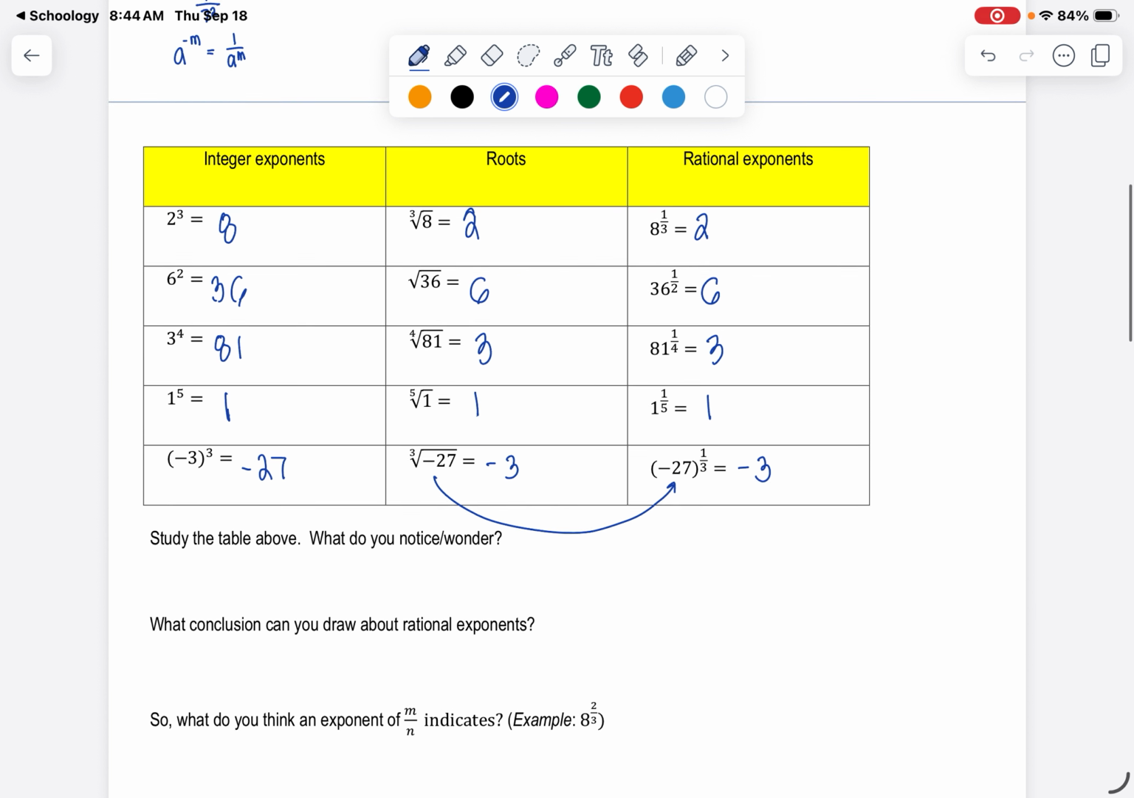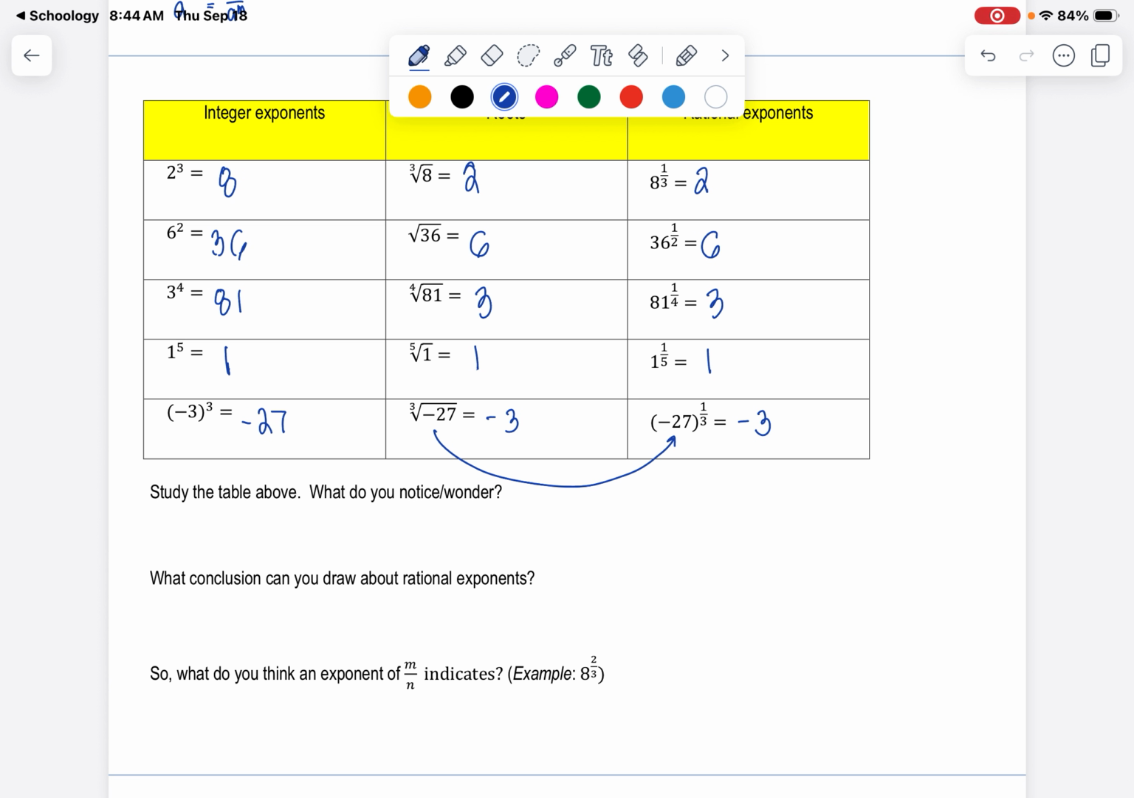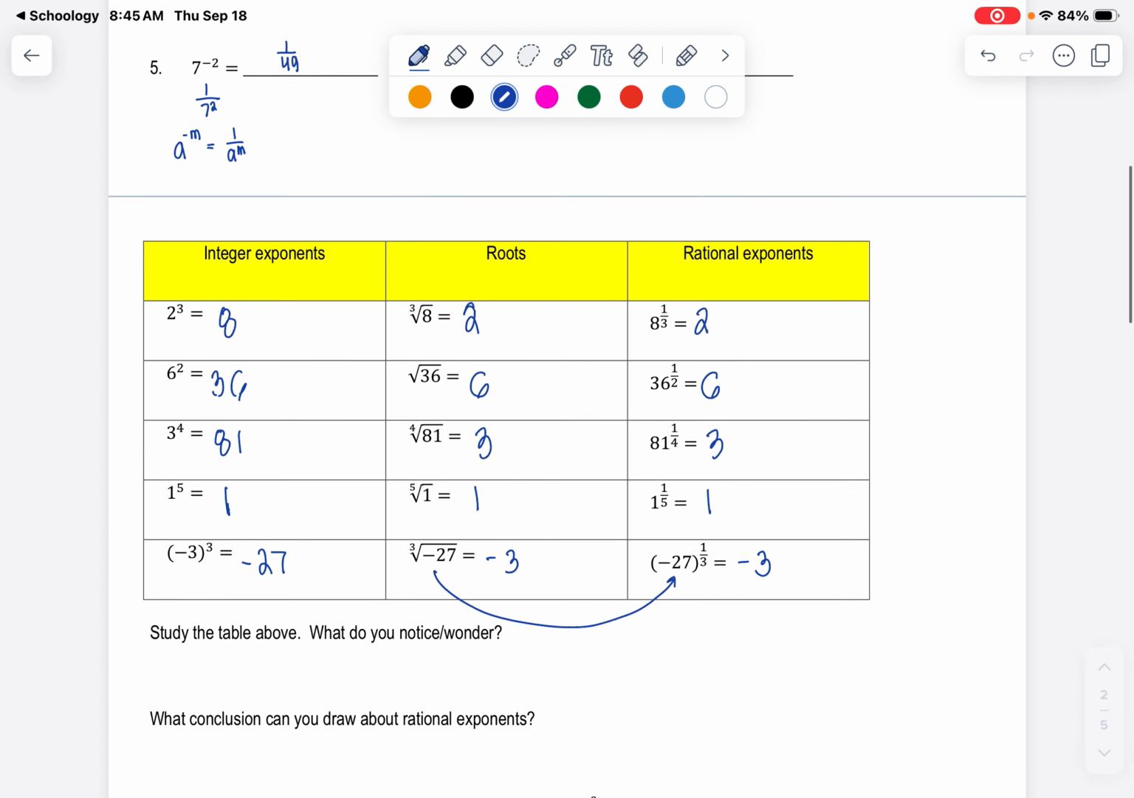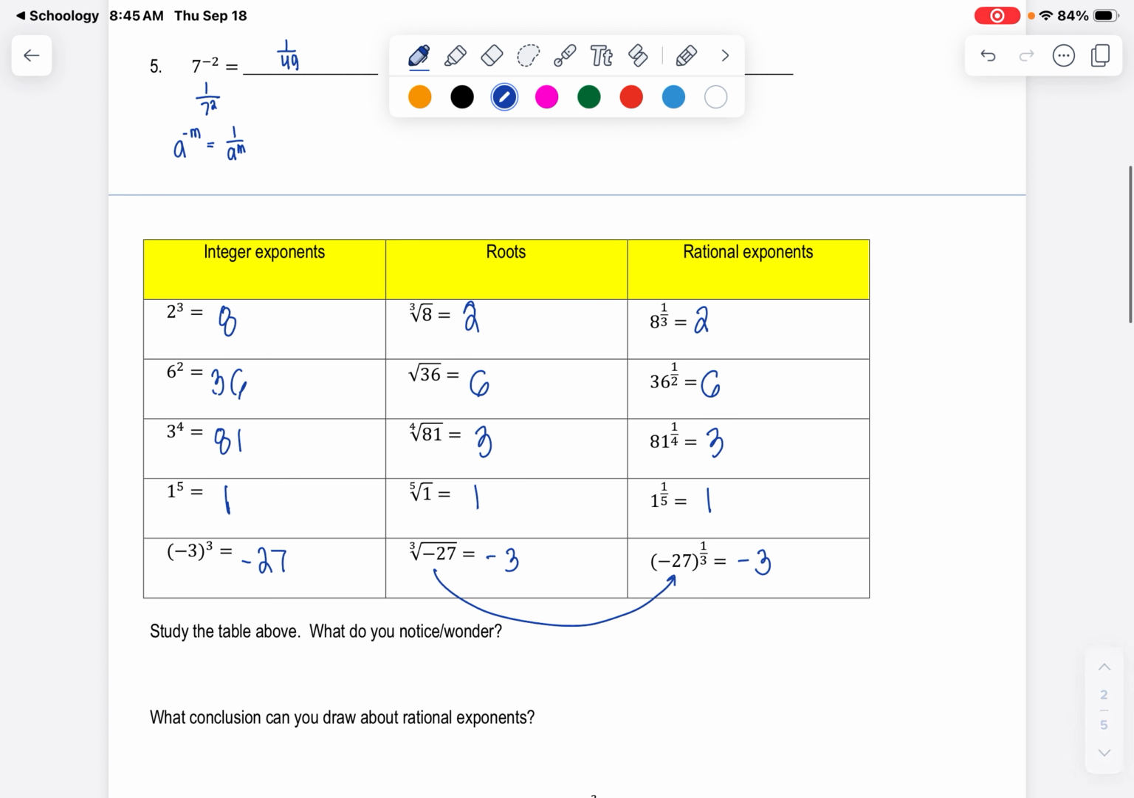So here it says, study the table above, what do you notice, what do you wonder? What conclusion can you draw about the rational exponents? And what do you think an exponent of m over n indicates? For example, if we had 8 to the 2/3 instead of 1/3, what would that mean? Just before we get started, and we'll answer those questions as we go, what I want you to notice, because it's part of our next slide, is that the cube root is the same thing as the 1/3 power.